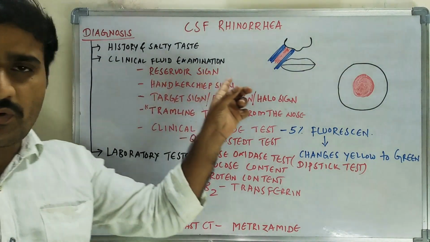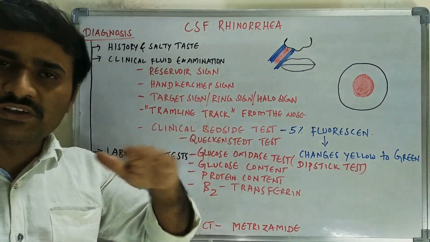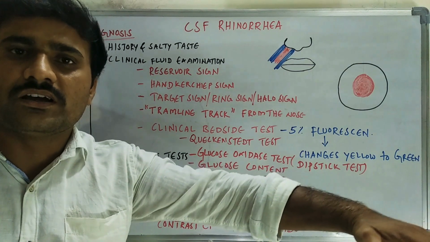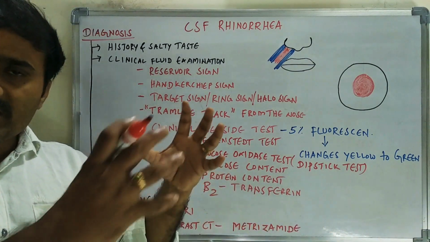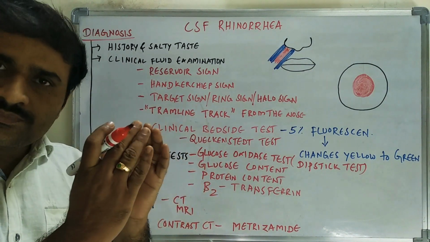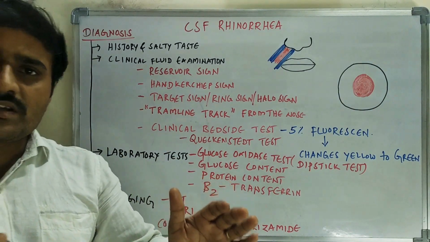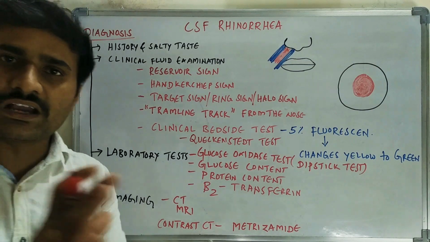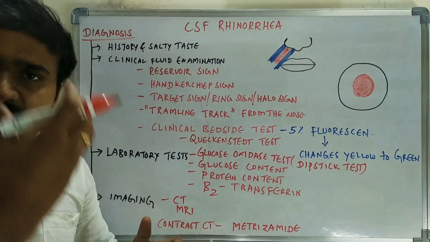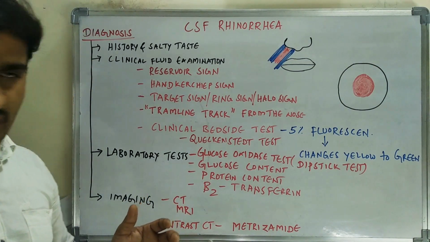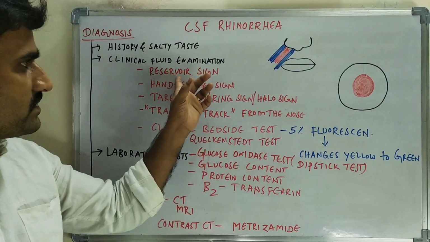The first one is the reservoir sign. Reservoir sign is nothing but when the patient lies in supine position, the CSF collects in the ethmoidal sinuses and sphenoidal sinuses. When the patient turns upright, that means when the patient wakes up, there will be increased CSF drainage through the nose. Okay, that is called the reservoir sign.